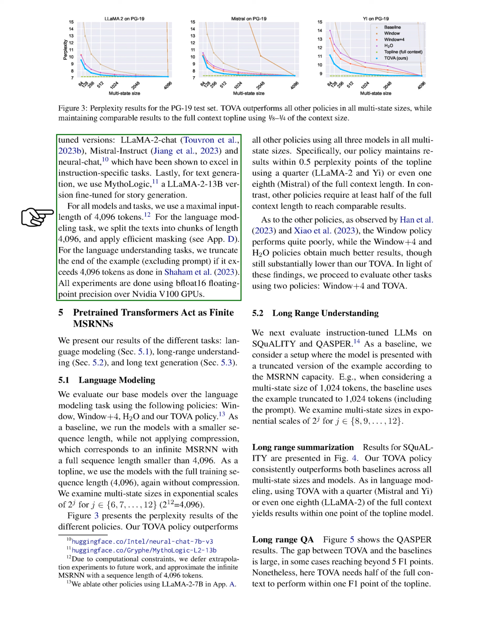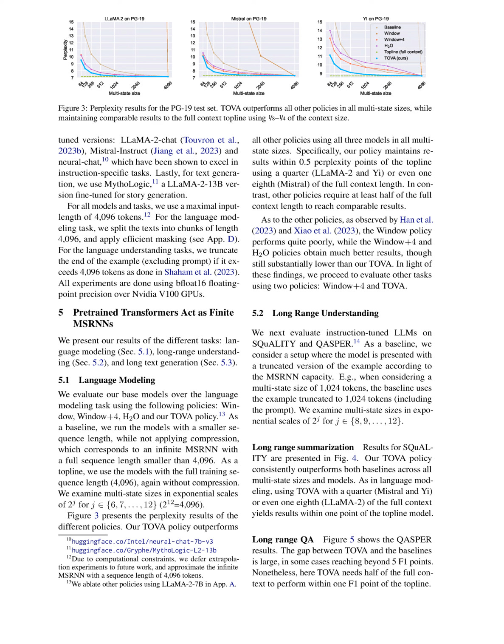For all models and tasks, we used a maximum input length of 4096 tokens. For the language modeling task, we split the texts into chunks of length 4096. For the language understanding tasks, we truncated the end of the example if it exceeded 4096 tokens. All experiments were done using bfloat16 floating point precision over NVIDIA V100 GPUs.